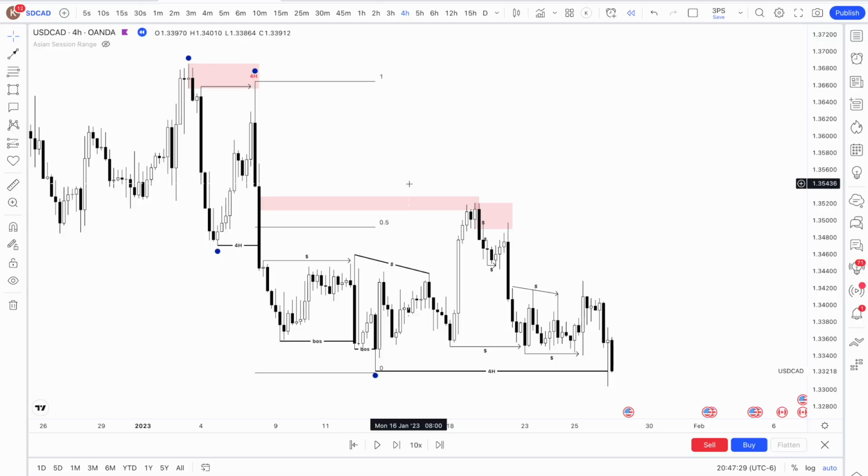frame. It's where I typically like to start my analysis. It's just a good place to understand what the higher time frame is doing, and so forth, right? So the first thing I see going on here is we're sitting in this overall bearish range.